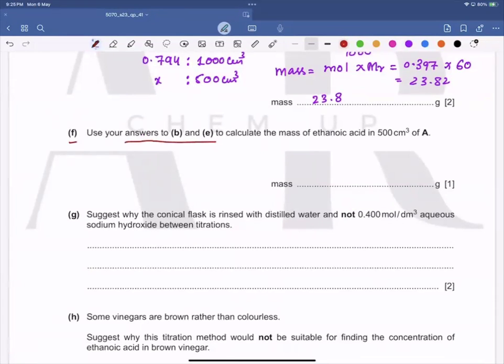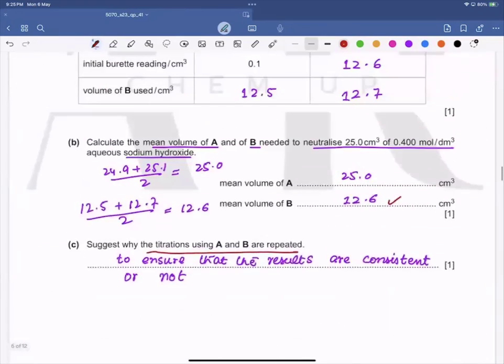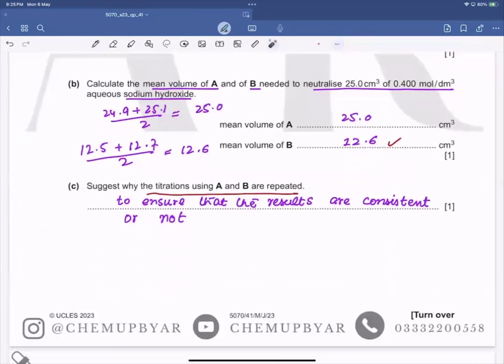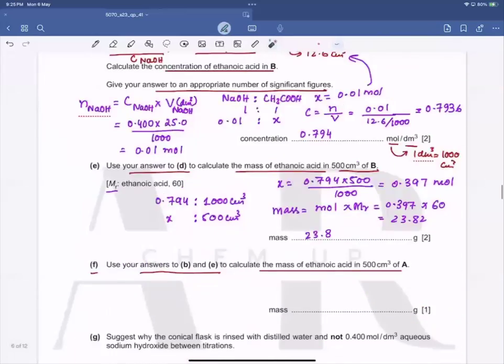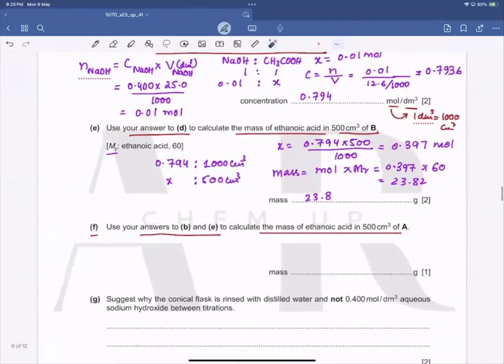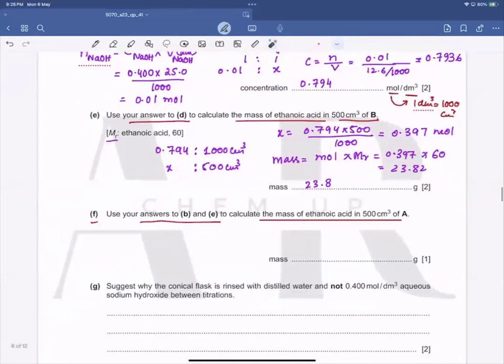Okay, now part F: use your answer to B and E to calculate the mass of ethanoic acid in 500 centimeter cube of A. If you see over here, the volume used for A is almost double the volume of B. So, B and E, okay.